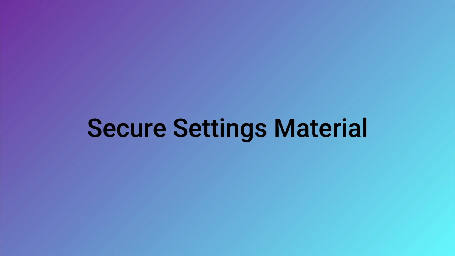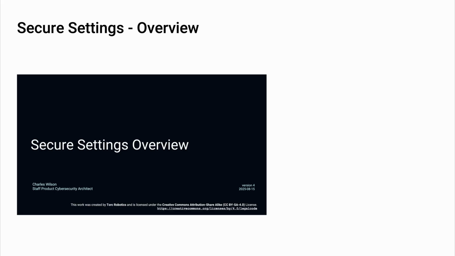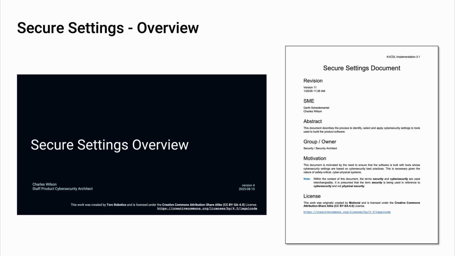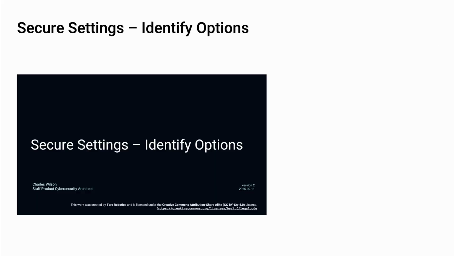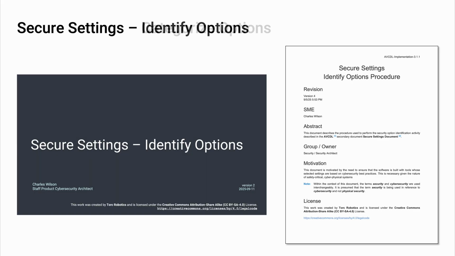Now let's briefly review the materials that provide both documentation and training for how secure settings activities should be undertaken. First, we have the Secure Settings Overview training video, which complements the Secure Settings secondary document and provides an overview of the secure settings process described in the AVCDL primary document. The Secure Settings Identify Options training goes along with the Secure Settings Identify Options Procedure. It works its way through an example using GCC as a basis, covering how one would take a tool and extract the various options from it.